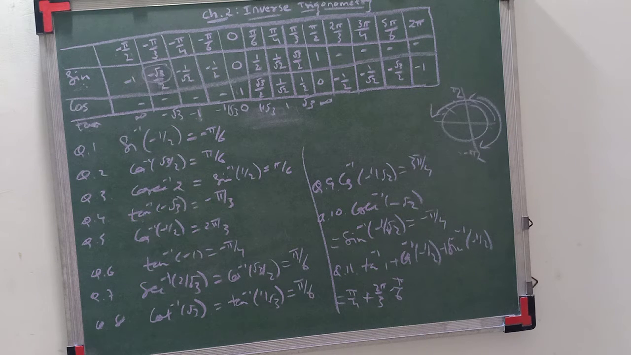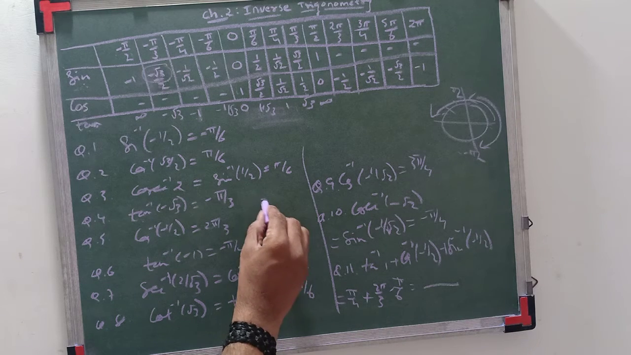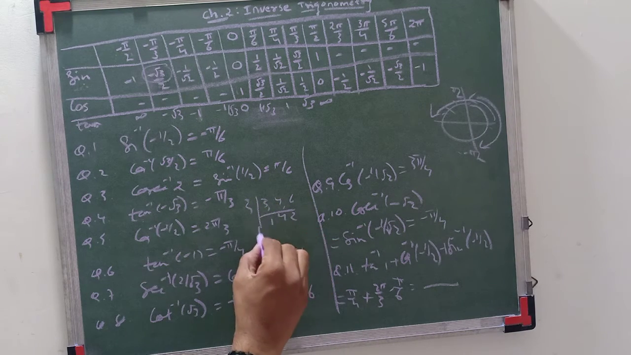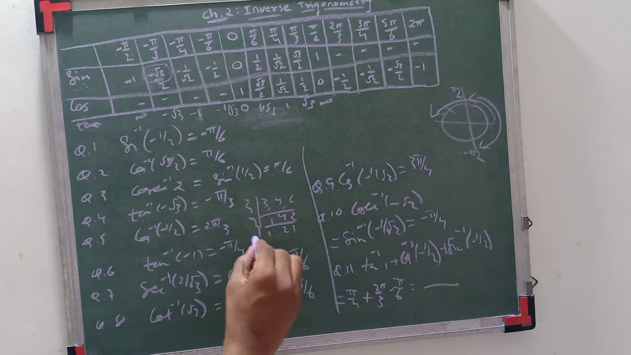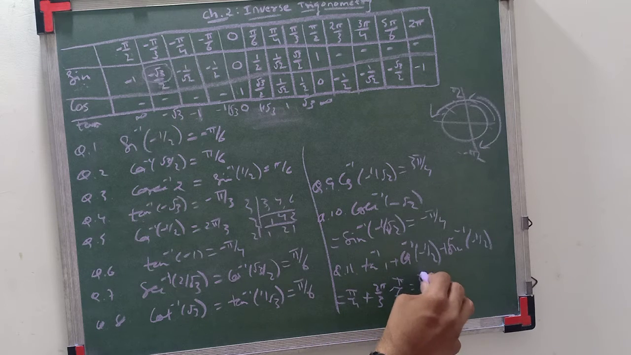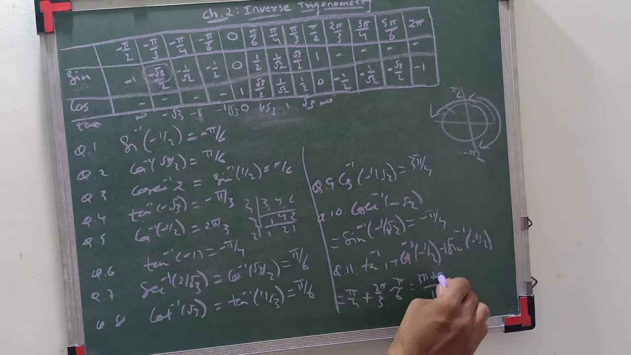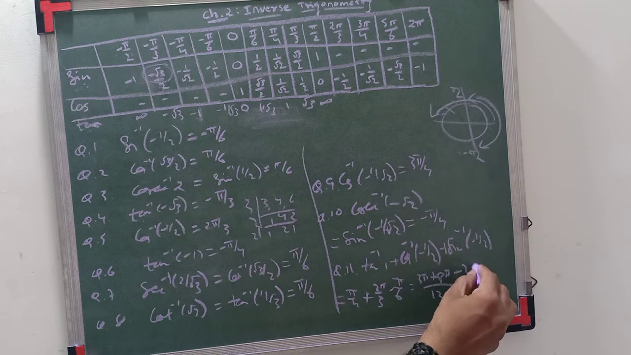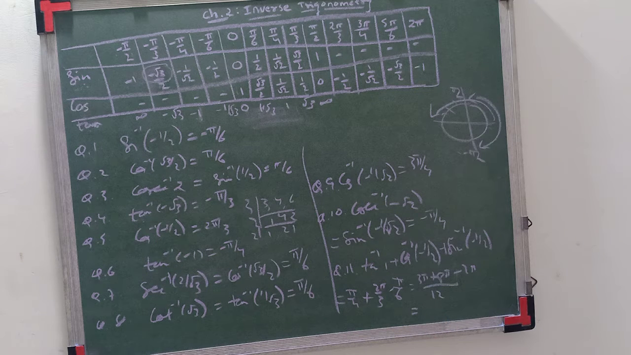Now take the LCM of 3, 4 and 6. That is 12. So here you get 3 pi plus 4 twos are 8 pi plus minus 2 pi. So your answer is 3 plus 8 is 11, minus 2, 9 pi by 12. That is nothing but 3 pi by 4.